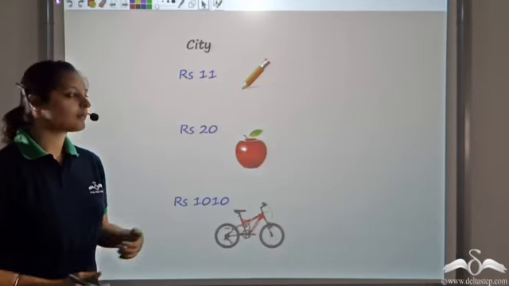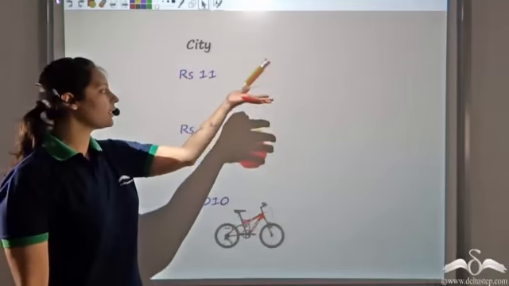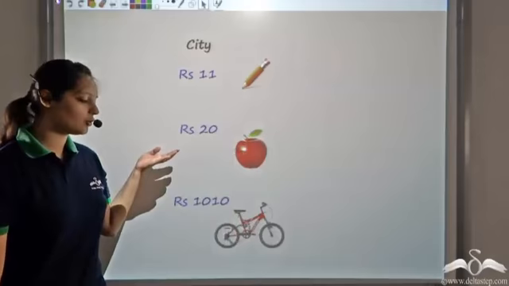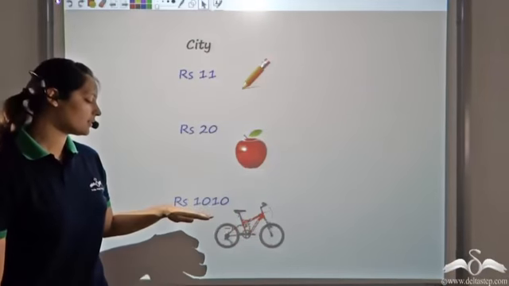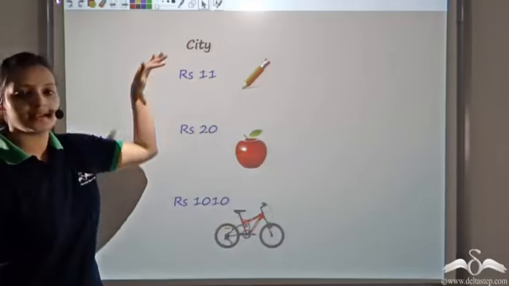Let us observe the prices of these three objects in a city. So in a city, we know that a pencil costs 11 rupees. The price of an apple is 20 rupees, whereas a bicycle costs 1010 rupees. So these are the prices that are given for a city.